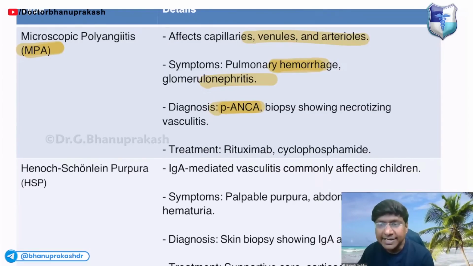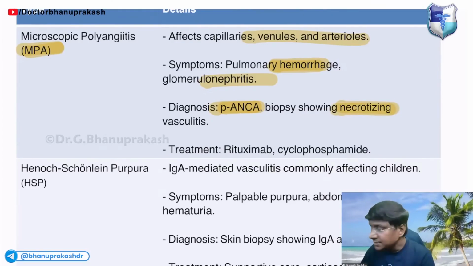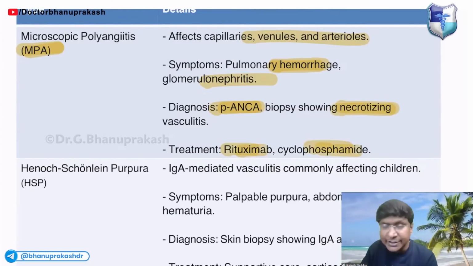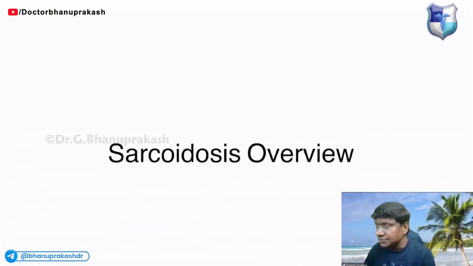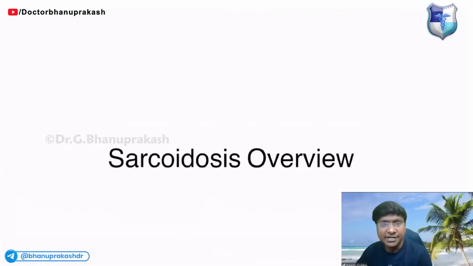And how will you diagnose? Biopsy will show necrotizing vasculitis. How do you treat? Rituximab as well as cyclophosphamide should be given. So this is the story related to vasculitis, all the vasculitis in a nutshell.